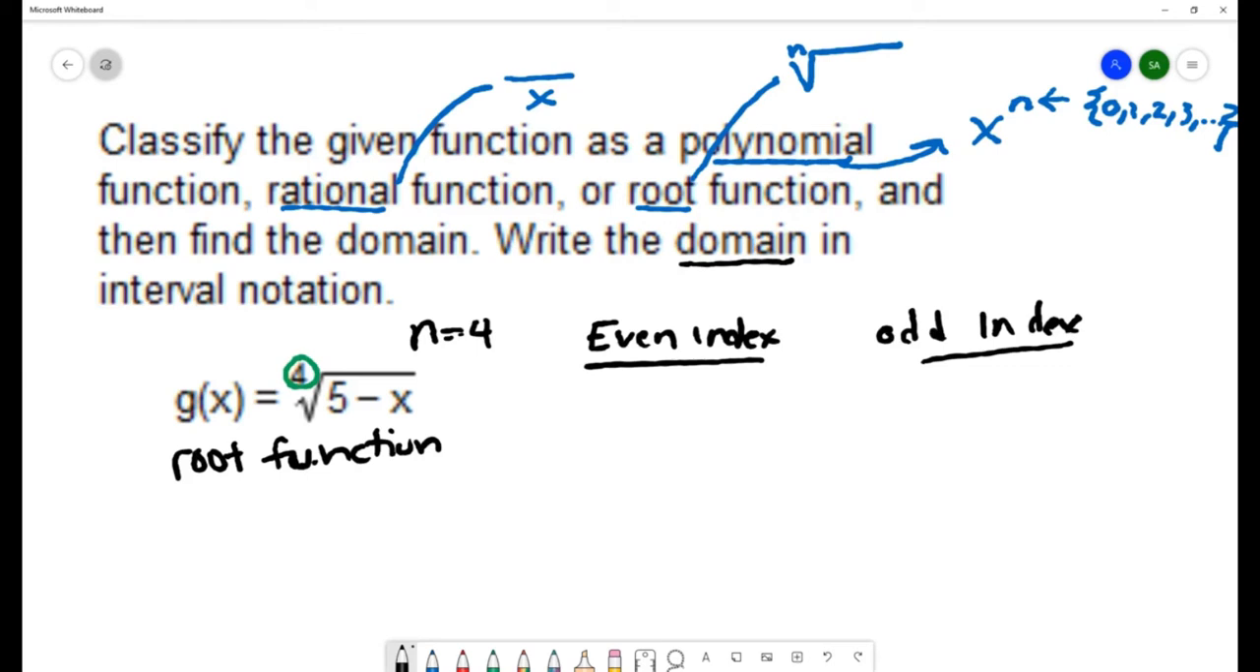But I want to talk about how we find the domain in each case. Now, when we have an odd index, the root function has no restrictions on the domain. And having no restrictions means that our domain is going to consist of all real numbers.